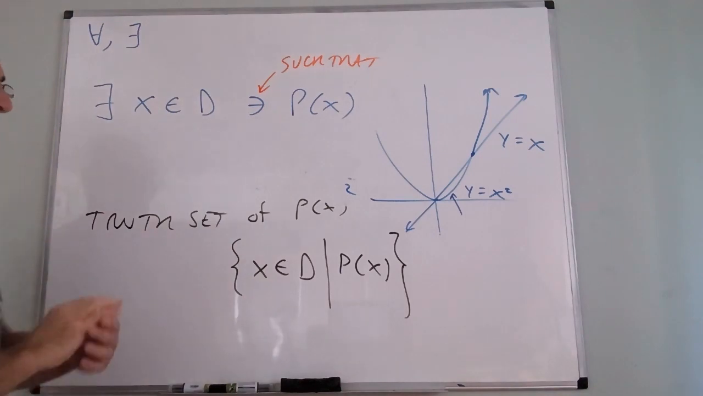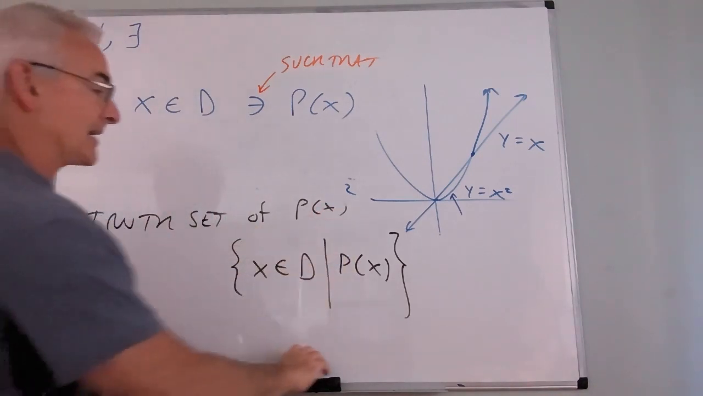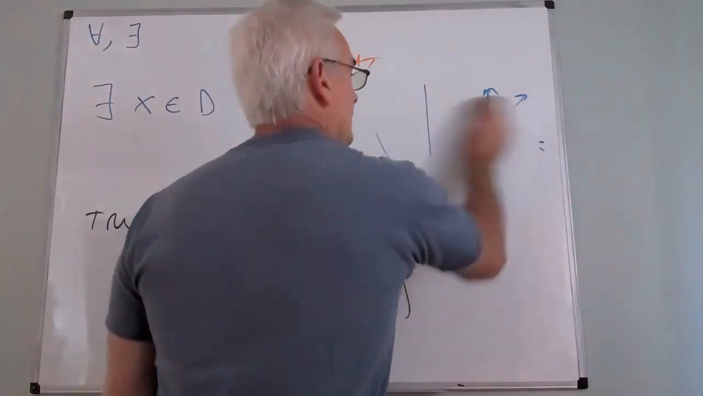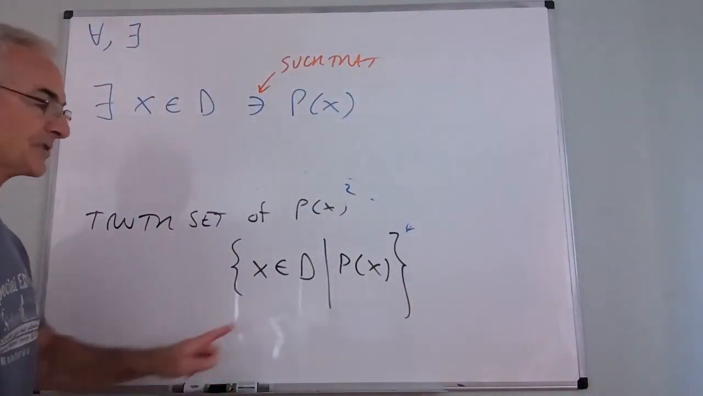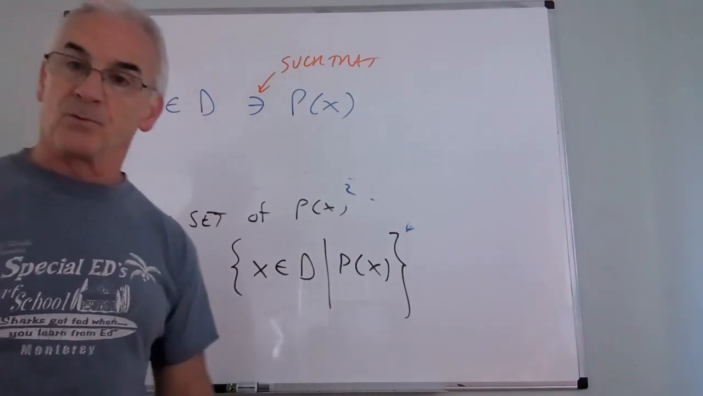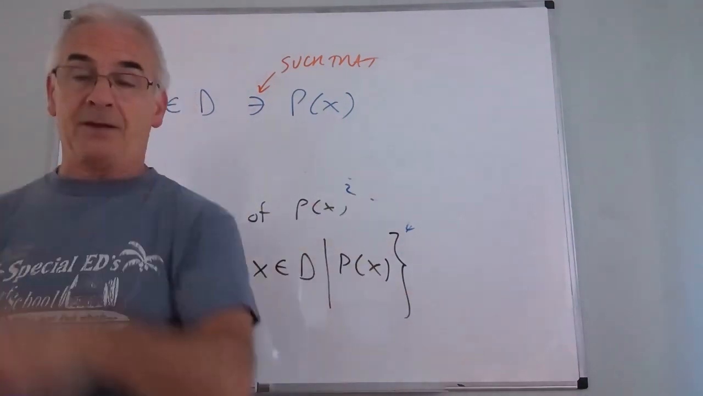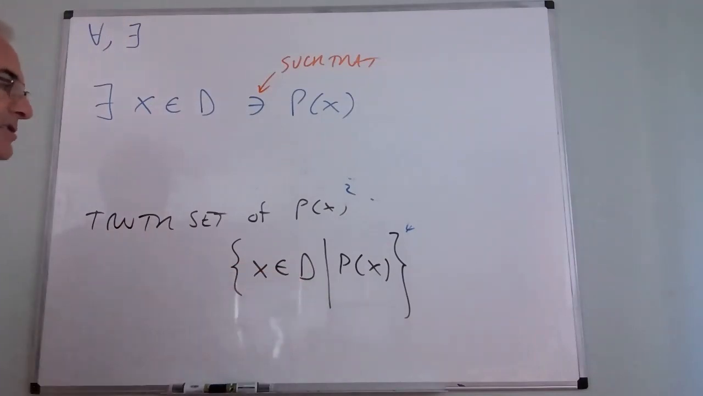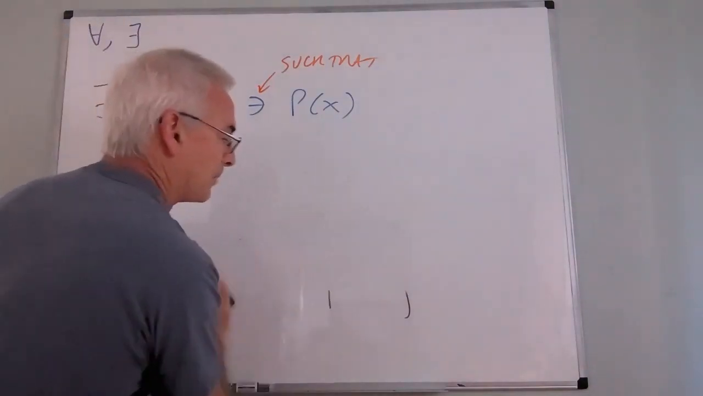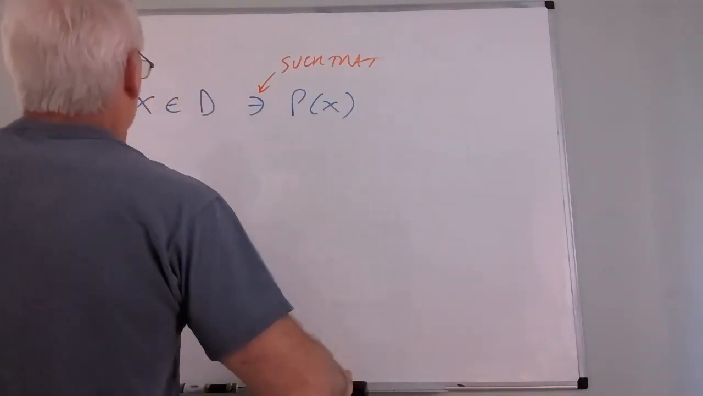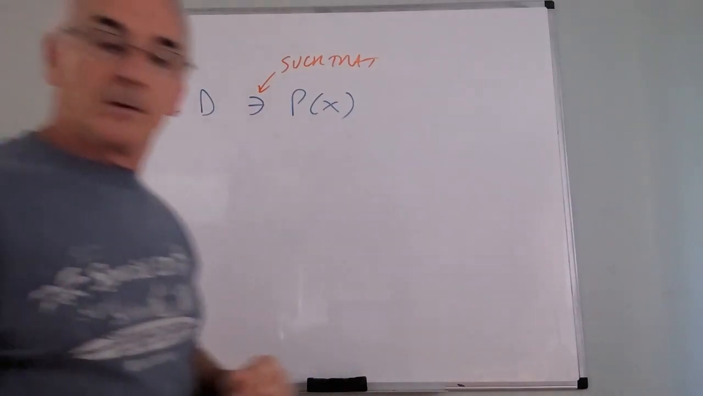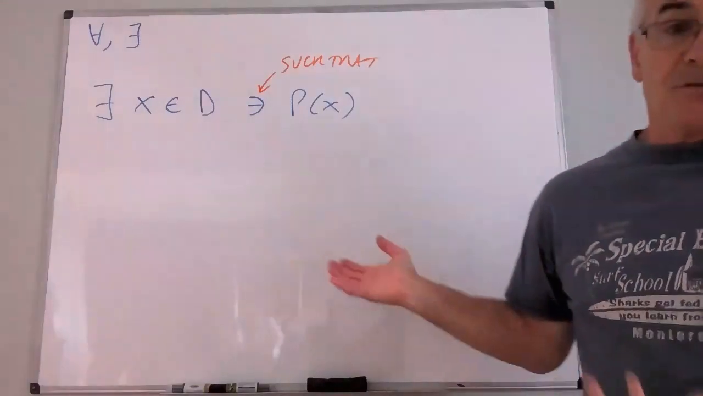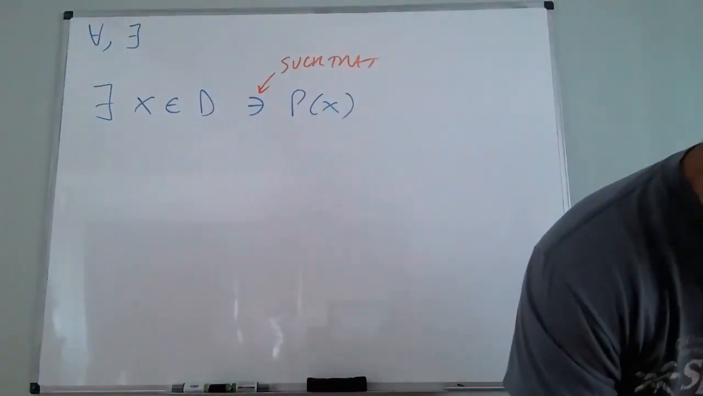Because I can have values that don't make it true. So in the previous example, the X squared greater than X, my truth set would only be the X's that were greater than 1, or on the other side, the negatives. It would be the X's excluded from the part that made it not true. So this is called an existential qualifier. So this is an existential statement, okay? And it's not very complicated.